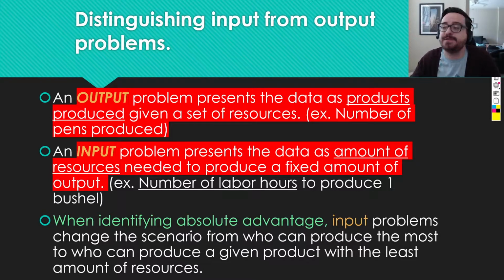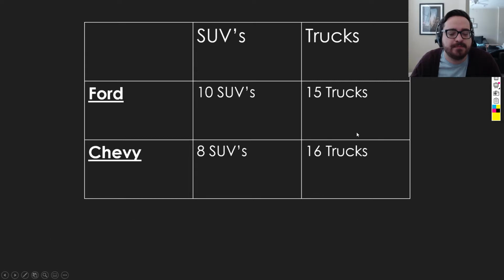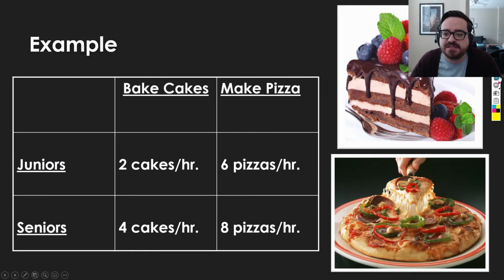Why that matters is because it will change the logic of our answers. So let me go back to that first problem real quick. If this said number of hours it takes to make a cake. So they're both baking 1 cake. It takes the juniors 2 hours to bake a cake. It takes the seniors 4 hours to bake a cake. Real easy to see the thing here.